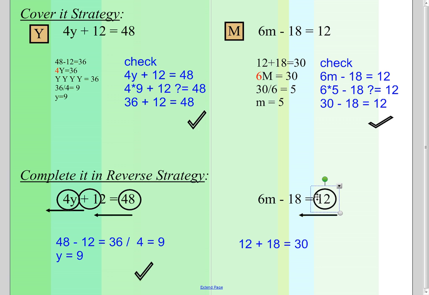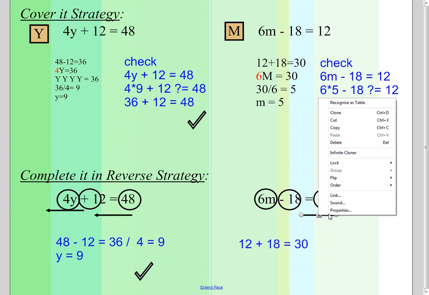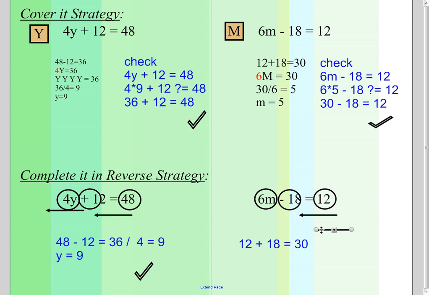The reason I added 18 was I'm looking here and I see minus 18 in the forward direction, so going backwards is plus 18. Then I see the 6m as I keep going. If I'm going to multiply by 6 going forward, going backward, I'm going to divide by 6. 30 divided by 6 is 5, so my assumption is m equals 5.